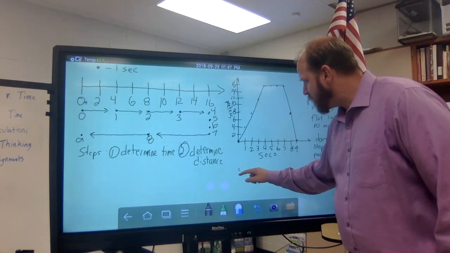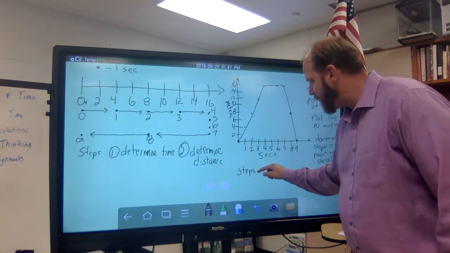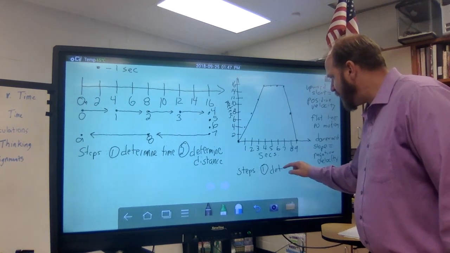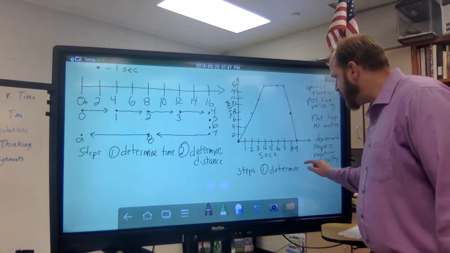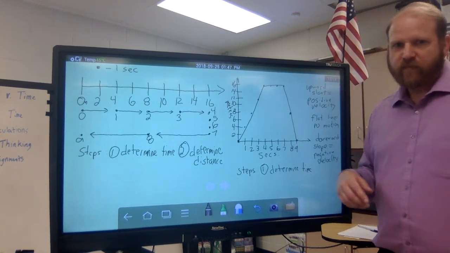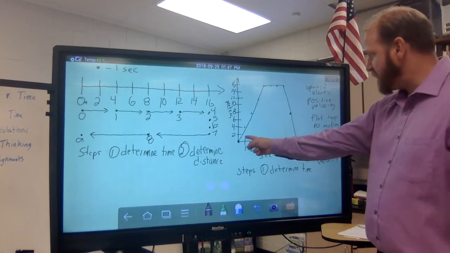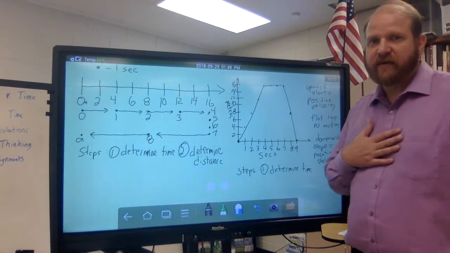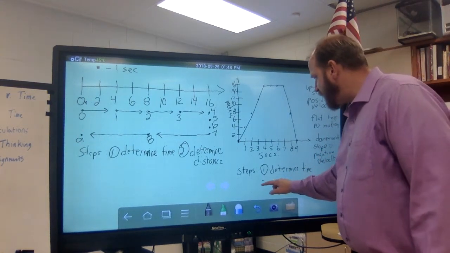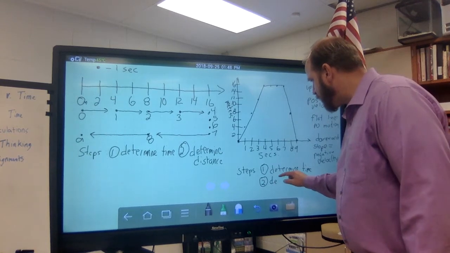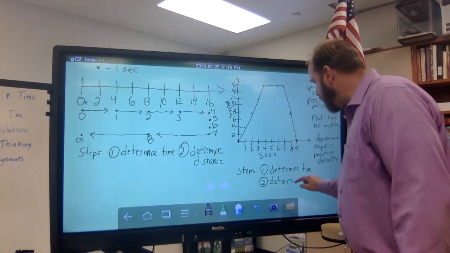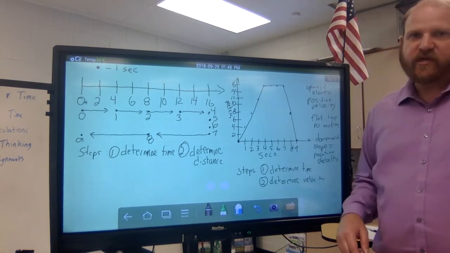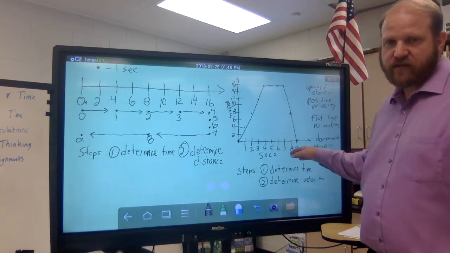First, to convert this, I need to determine the time. How much time do I need to put on my velocity versus time graph? In this case, I just count up the seconds: 1, 2, 3, 4, 5, 6, 7, 8, 9 seconds. So on my velocity versus time graph, I need to put down 9 seconds. The second step is I need to determine the velocity for every segment of this graph.